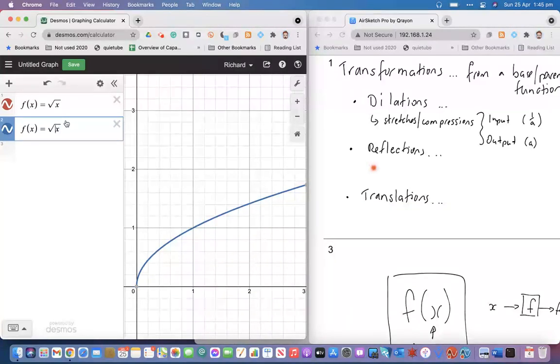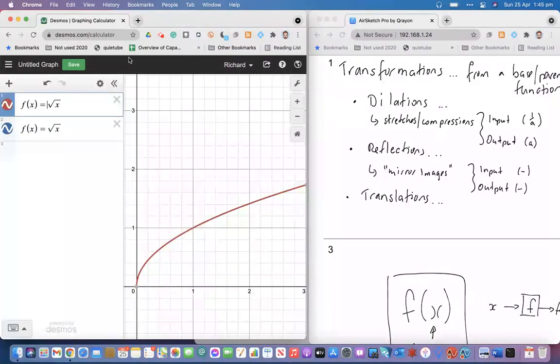Reflections are basically mirror images. And they are controlled by whether we put a negative in front of the input or we put a negative in front of the output. That's basically it. So again, we consider them separately, and they reflect in different ways, I suppose. So let's have a look at it.